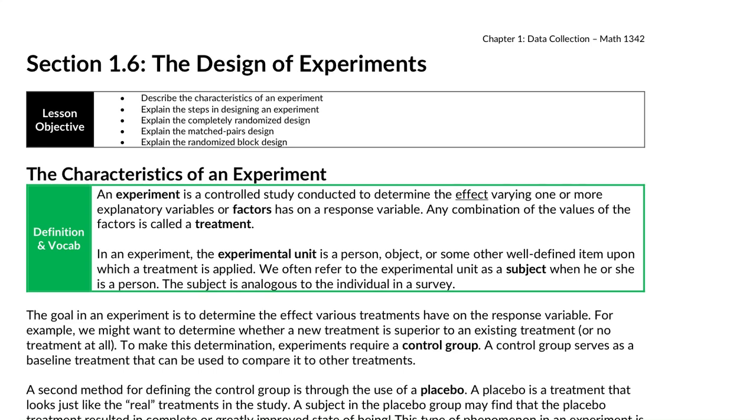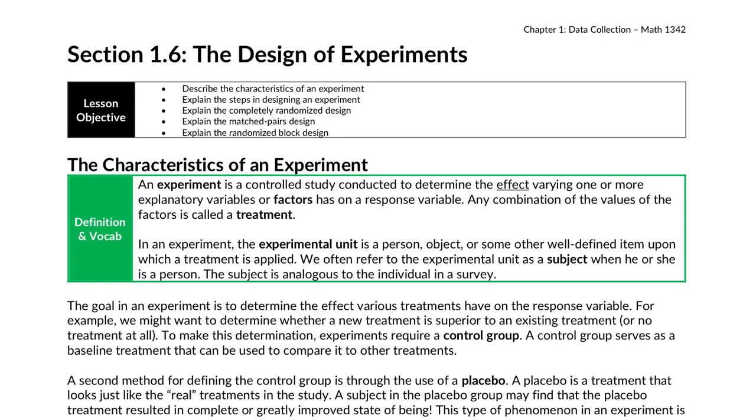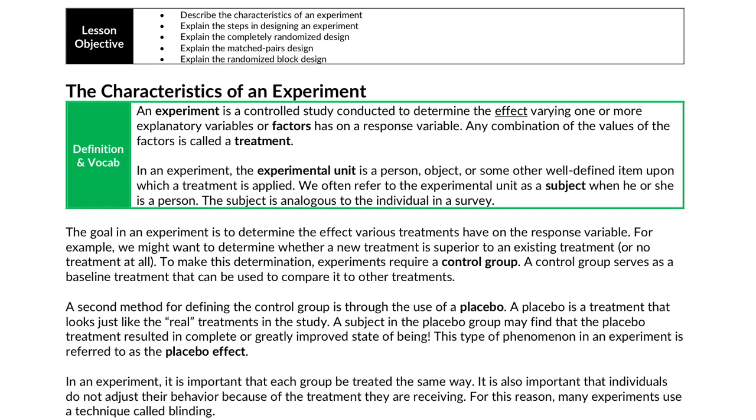The bulk of today's lesson is actually going to go over the design of experiments. If you've taken any science classes, I'm assuming a lot of this will sound familiar to you, but it is the same idea in data collection and in statistics, since this is usually the conclusion piece to any scientific study anyways. Definition-wise, an experiment is a controlled study conducted to determine the effect that varying one or more explanatory variables or factors has on a response variable.